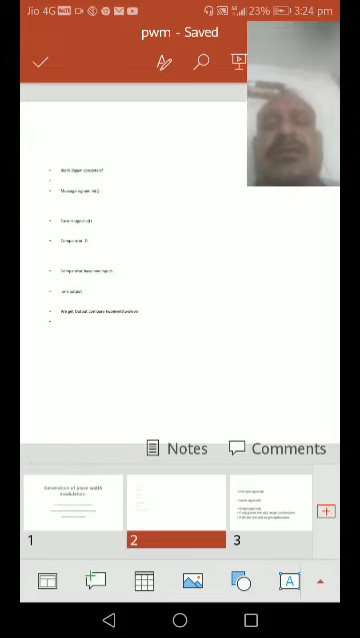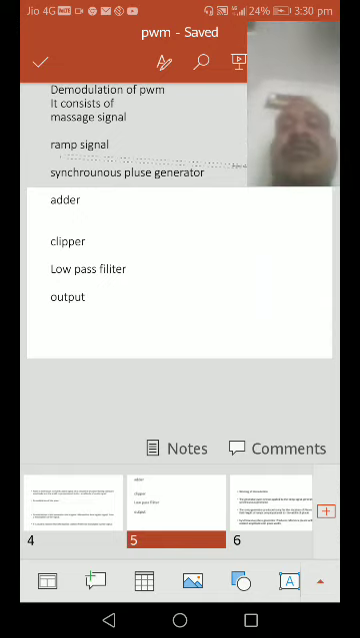We have to get the information onto the modulated carrier signal. Basically, the pulse width demodulator consists of a message signal, that is the ramp signal, a synchronous pulse generator, an adder and clipper, a low pass filter, and the output. These all make up the demodulator circuit diagram.